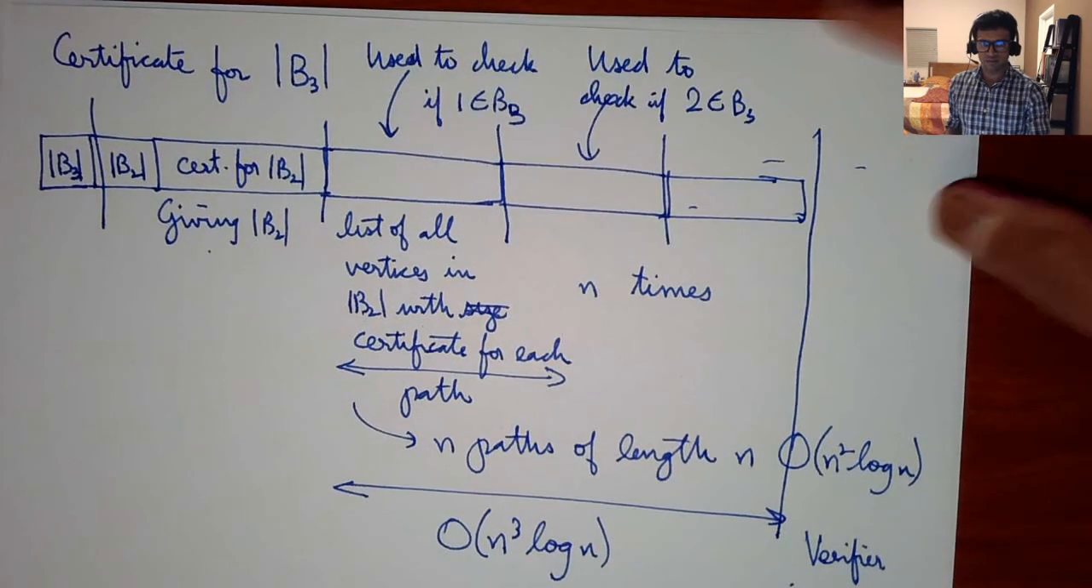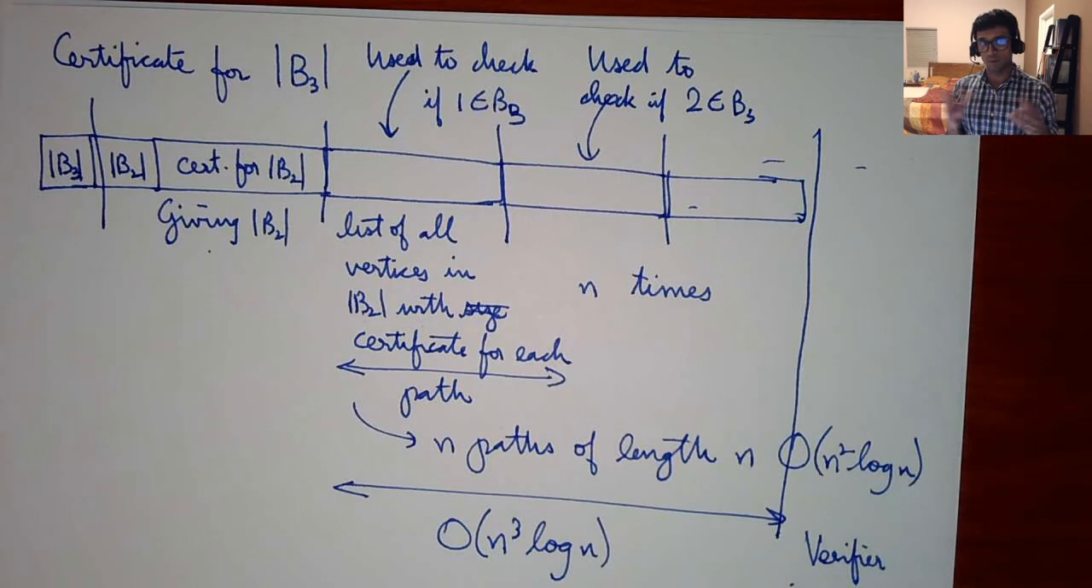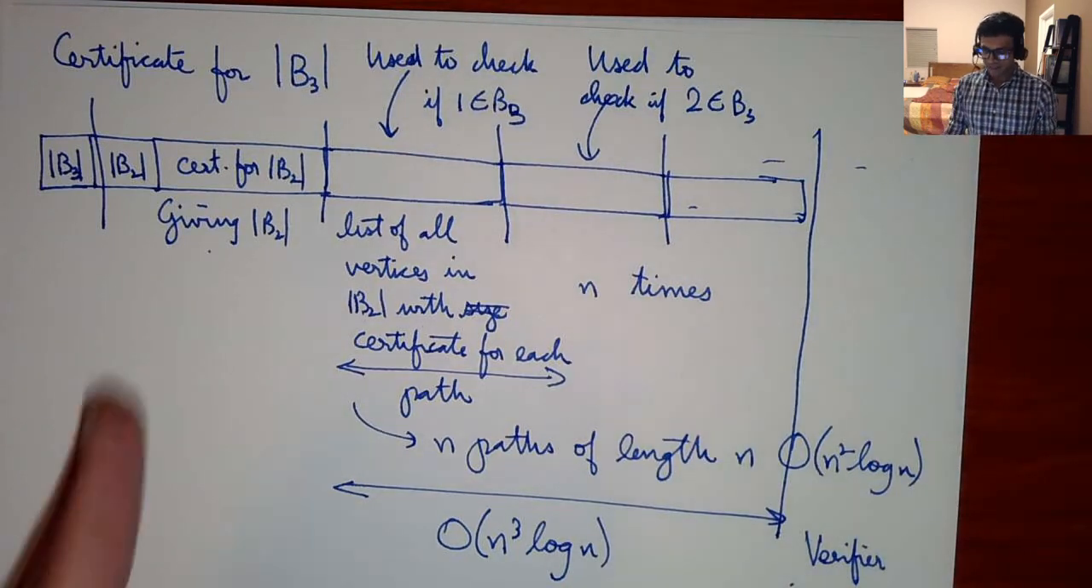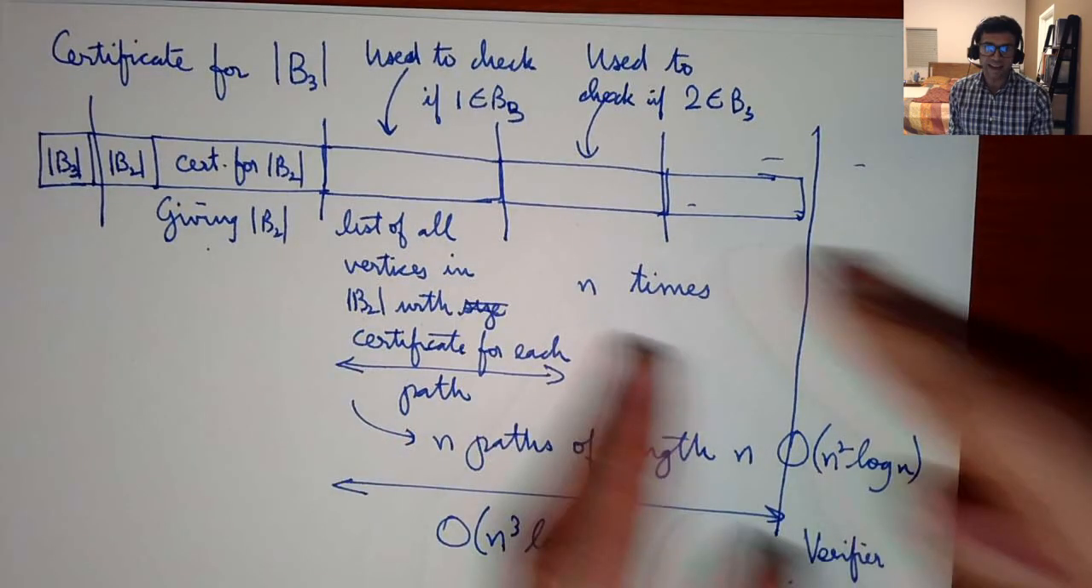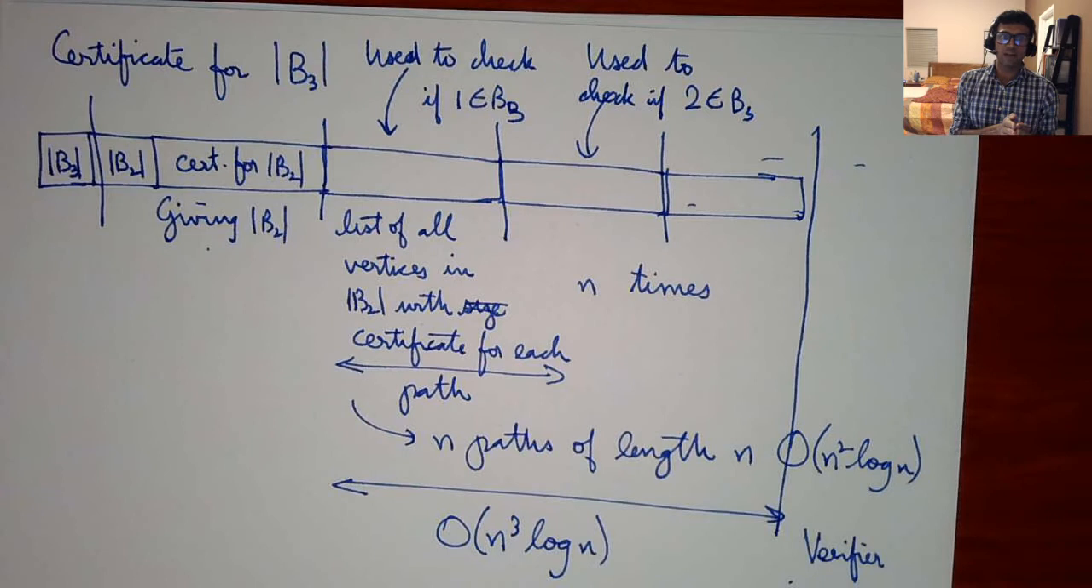So is this clear? This answers the question of why things are not blowing up exponentially. At any stage, the verifier is going to get n paths of length n repeated n times. From there, it is convinced of the next size. And then it gets n more paths of length n repeated n times, and then it's convinced of the next size. By the next size, I mean B2 to B3 to B4, and so on. So each step in the process is at most n squared log n, and there are at most n such steps, so it becomes n cubed log n.